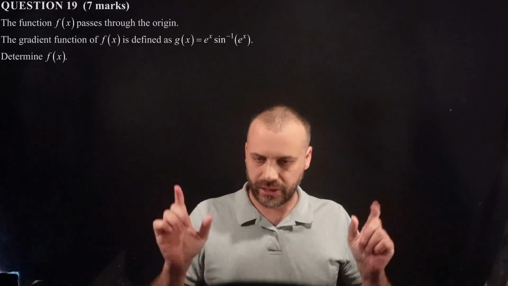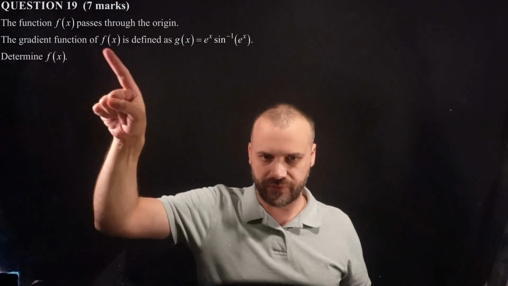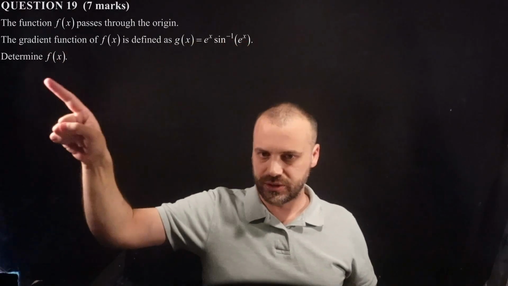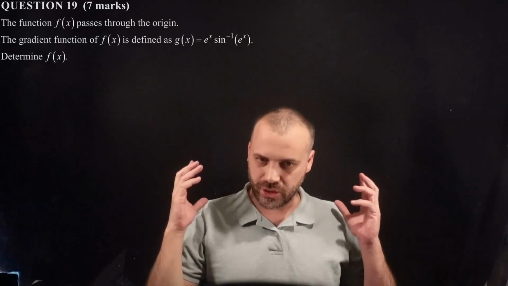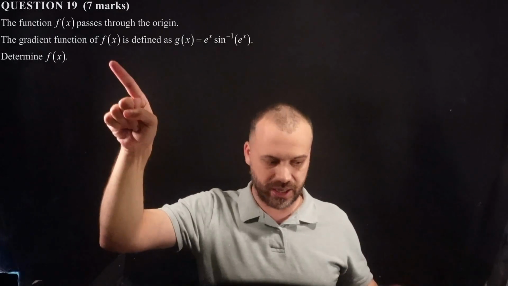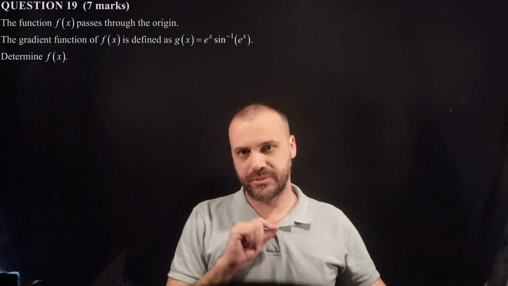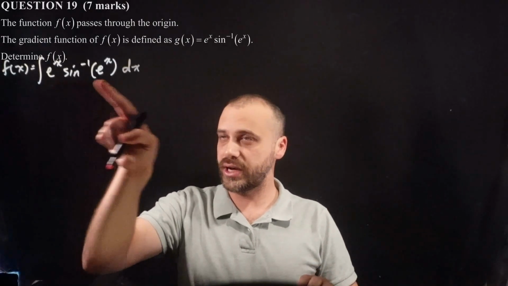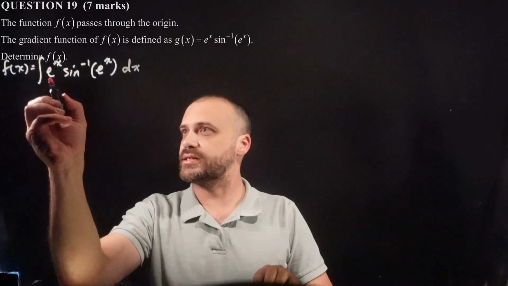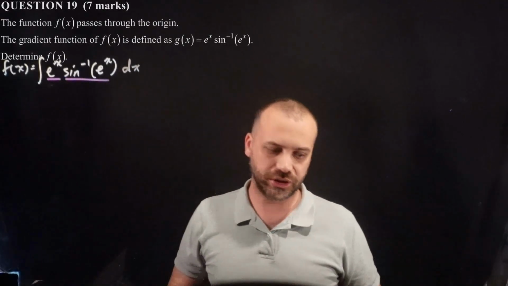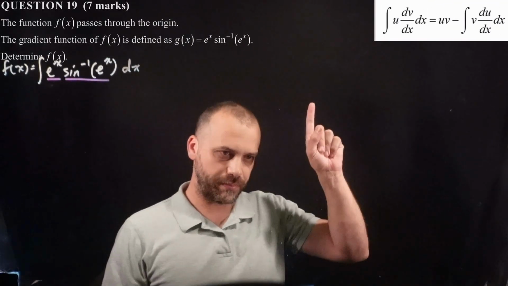Celebrate! Alright, let's go. The gradient function of f of x is defined as this. Determine f of x. So we've got to integrate g of x to get f of x, and the integration is going to be fun. Alright, so integrating this, I can only think of one thing, and that is a function multiplied by a function. We are thinking integration by parts.